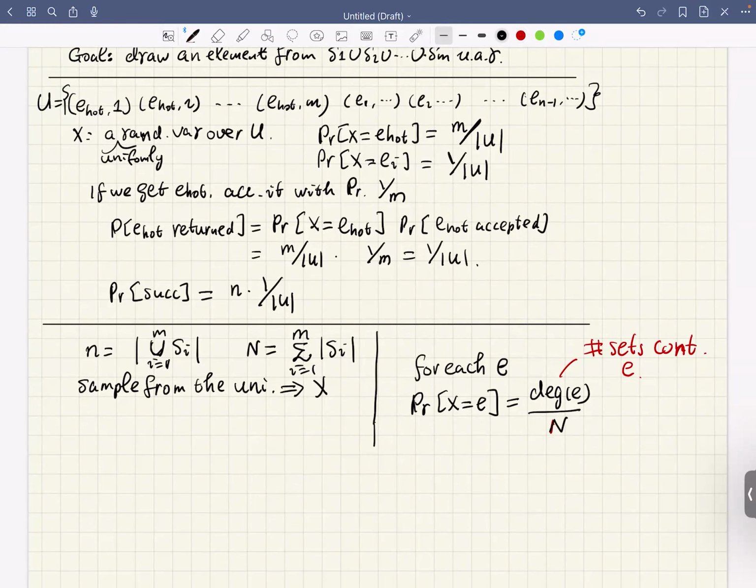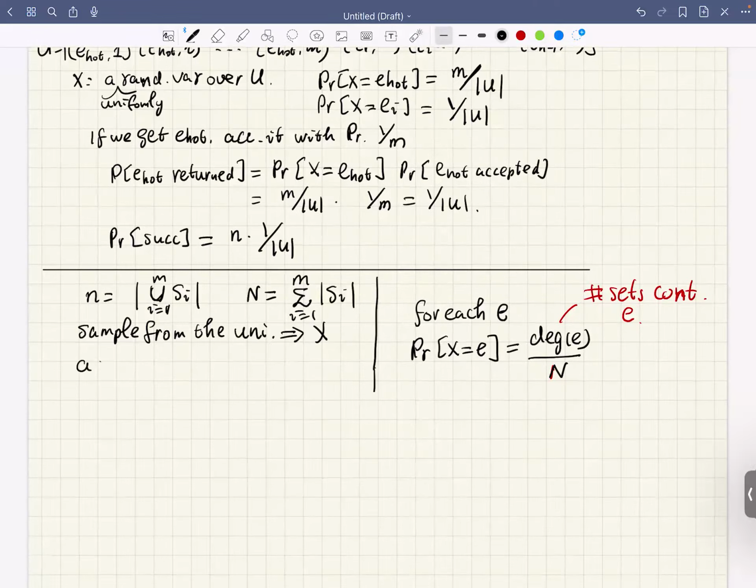Okay, good. Now, I want to correct this because clearly this is not good enough. We want to return a sample, and this sample is supposed to take every possible element with the same probability, so this is clearly different. So what do we do? We run an acceptance step: accept X with probability 1 over degree of X.